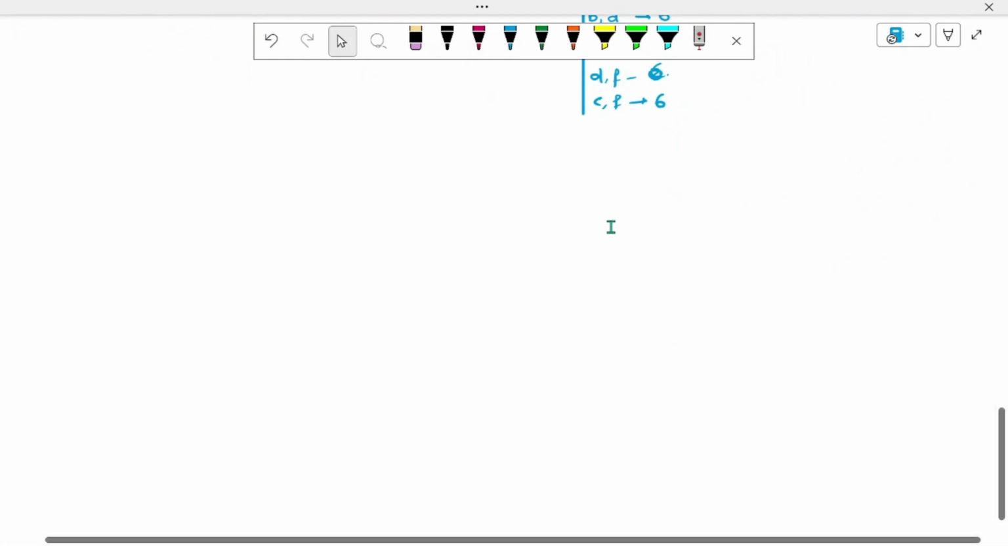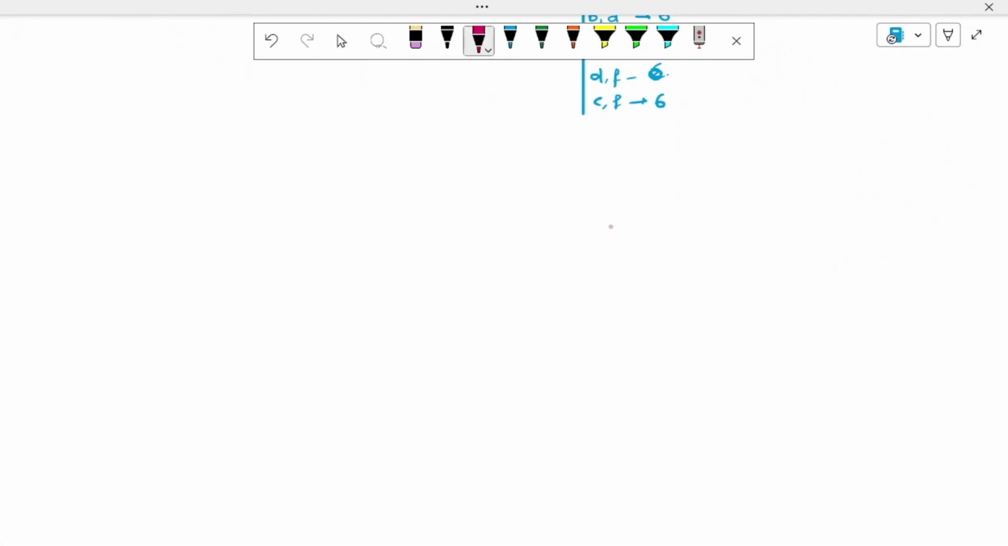You can write it in a tabular column. Let me write a step here, and then edge, connected components, and then the graph. Okay, this is going to be the table which I'm going to write.